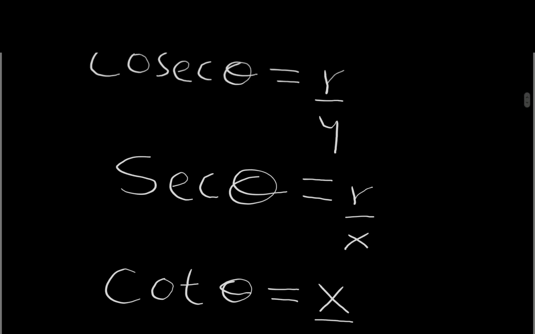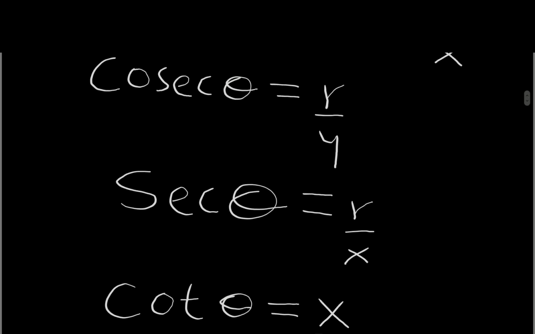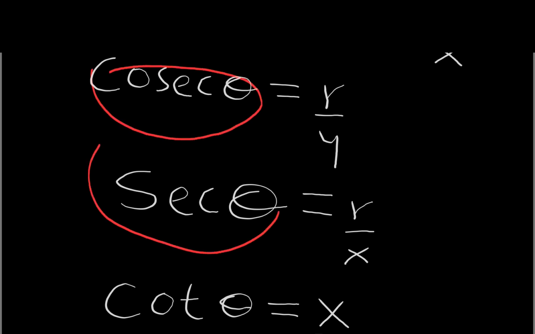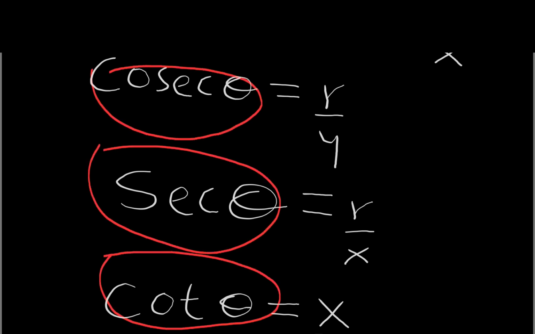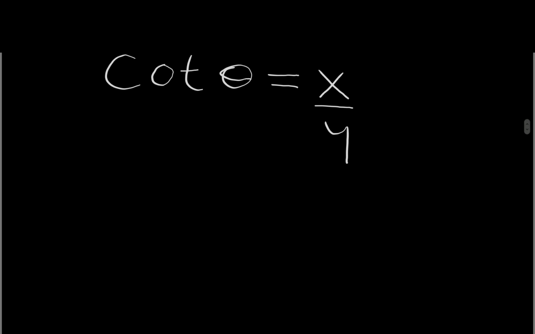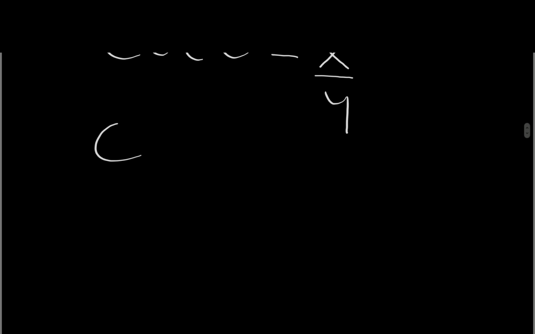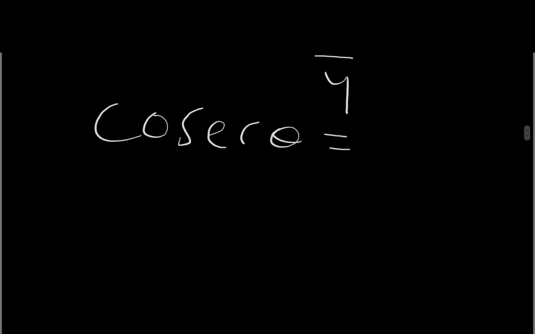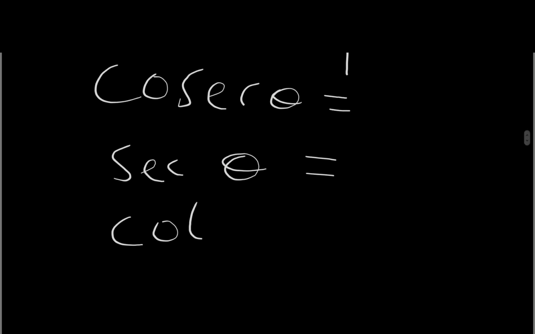Now, in order not to get confused about these trigonometry ratios, cosec theta, sec theta, and then cot theta, this is a trick you can use. So we have cosec theta to be equal to, also have sec theta to be equal to, and last we have cot theta to be equal to.